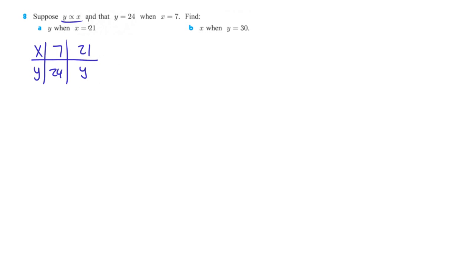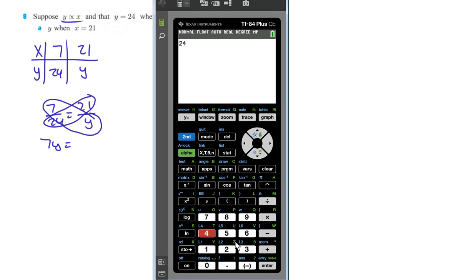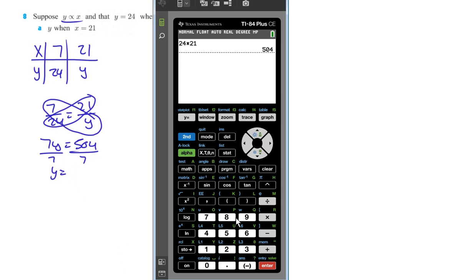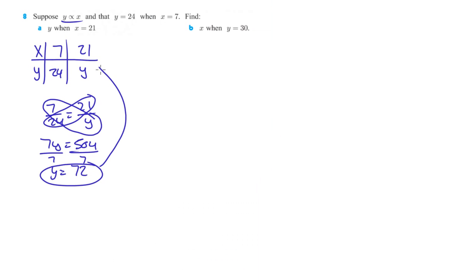Okay, so since Y is directly proportional to X, we can just simply set up a little cross multiply, right? 7 over 24 is going to equal 21 over Y. So this times this is going to equal this times this. So 7Y is going to equal whatever 24 times 21 is. Okay, so 24 times 21 gives us 504. Divide both sides by 7, and that will tell us what Y is. So divide by 7, and we get 72 for this Y right here.